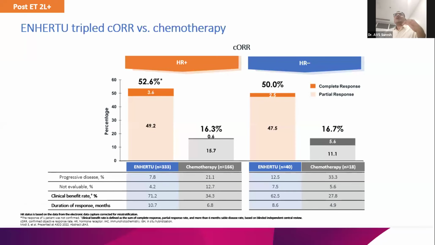If you look at the hormone receptor positive, almost close to 50% of the patients have significant improvement compared to 16% in the chemotherapy arm. So is the case with the HR negative as well.